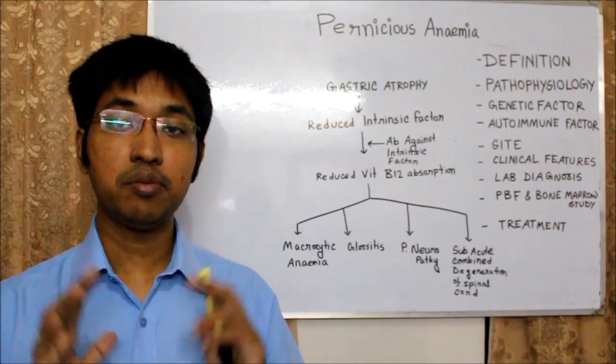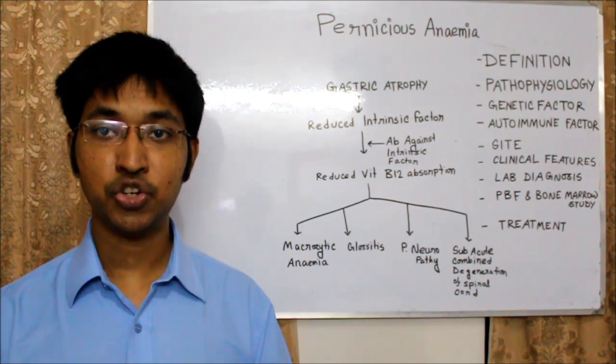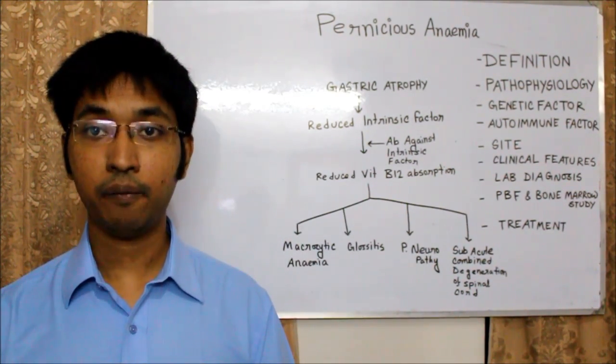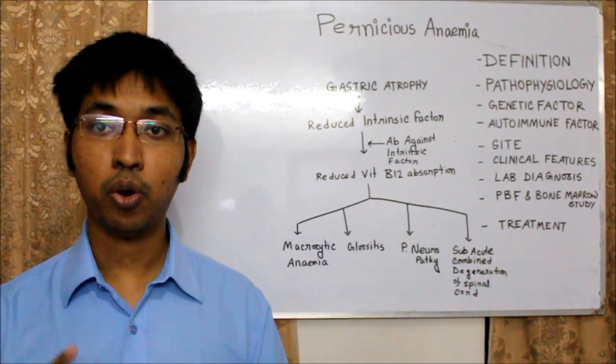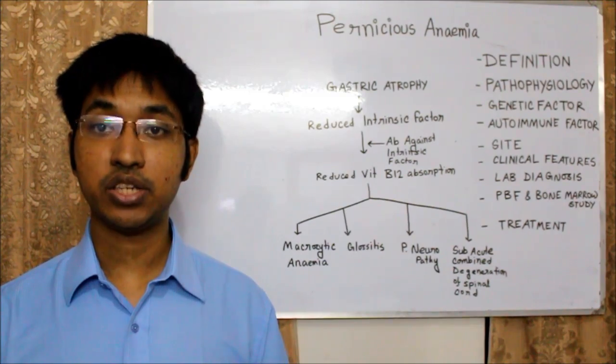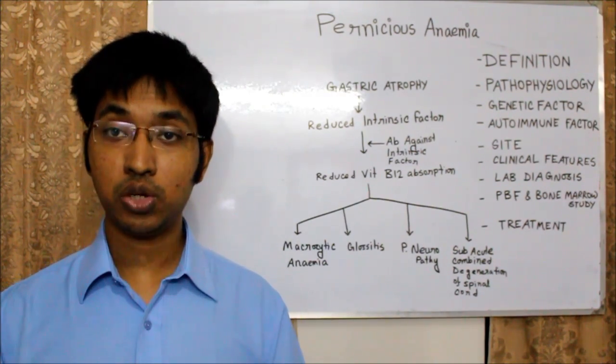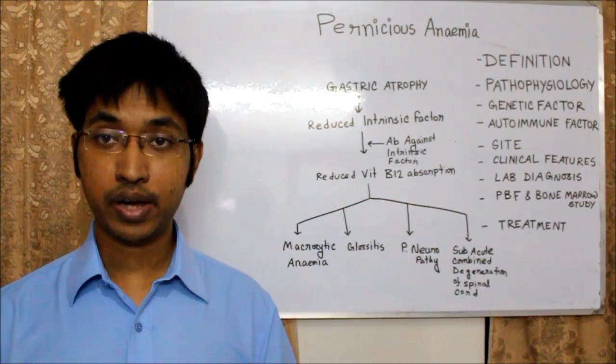But the most important point, and I'm sure a lot of you have already heard of that, is the presence of certain antibodies against the parietal cell of the stomach, and also antibodies against the intrinsic factor.